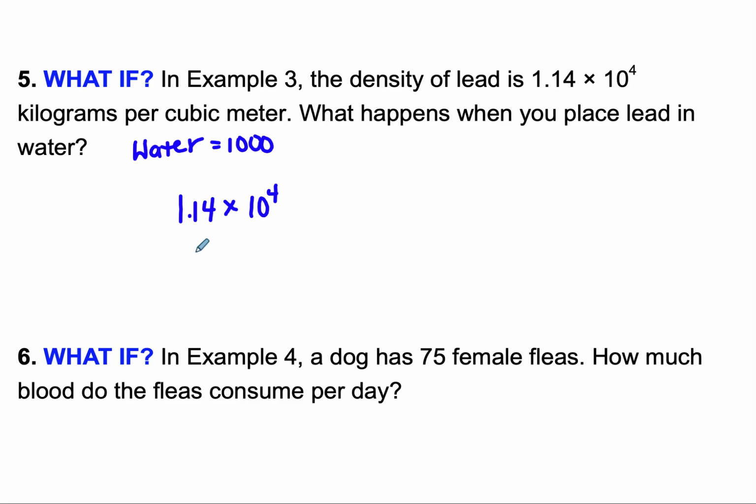All right, we're going to move our decimal 4 places to the right because our exponent is more than 1. 1, 2, 3, 4. So that gives me 11,400. Okay, so it will sink.